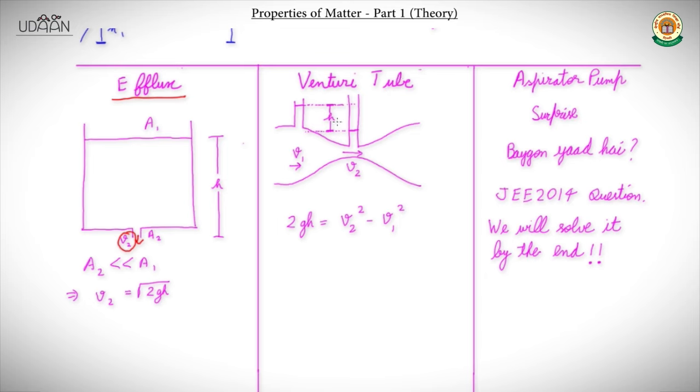Venturi tube is used to measure the velocity of fluids at different parts. It has varying lengths and therefore the velocity v1 and v2 would be different. So the formula for this is 2gh equal to v2 square minus v1 square. And the h is the difference between these two levels of fluids.